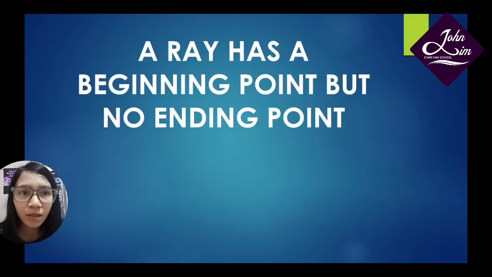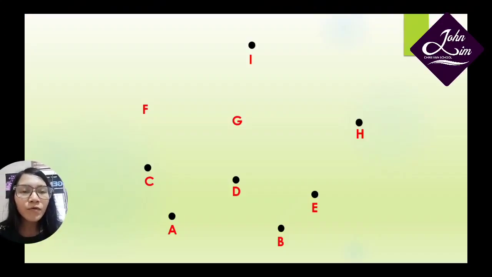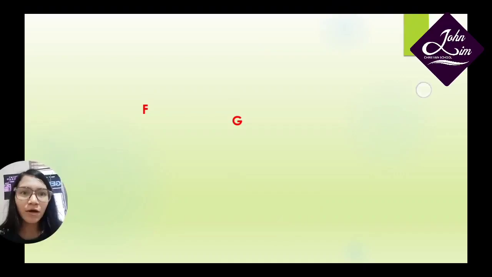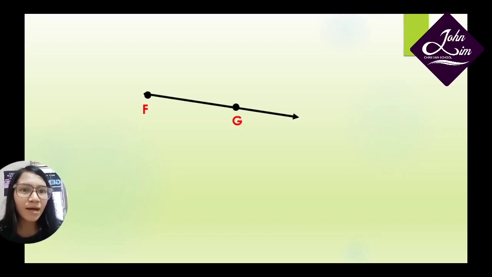So how can we draw a ray? Now I want to focus on the 2 points here. They are point F and point G. So we eliminate the other points. Okay, now we have point F and point G. To draw a ray, because a ray has a beginning point, point F would be the beginning point of a ray. So we can draw it like this. Yes, because a ray has a beginning point but no ending point. So we can call this ray FG.